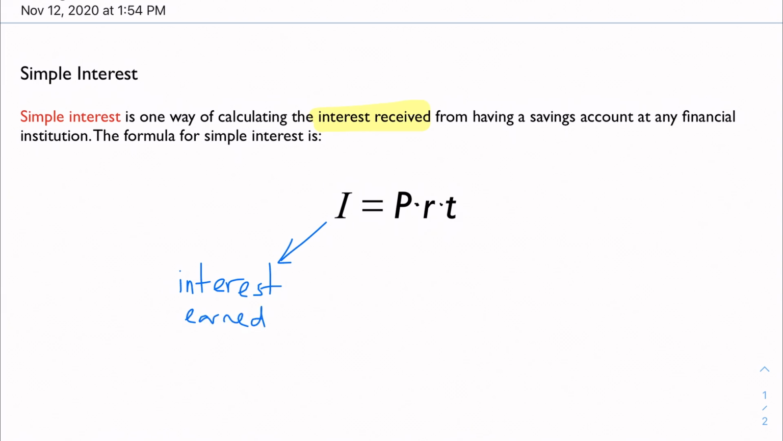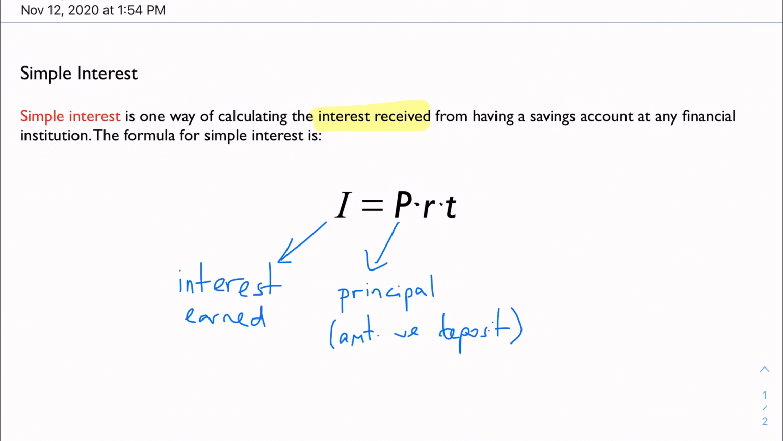from depositing some principal, which is P, and this is just our starting amount, or the amount that I deposit. Principal, which we'll just kind of call the amount that we deposit, at some rate, and it earns some interest, so this would be my rate.